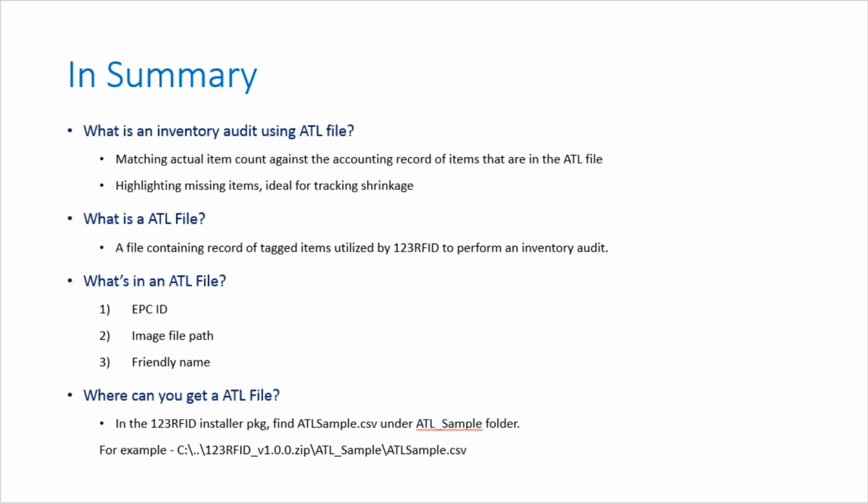What's in an ATL file? 3 things: EPC ID, image file path, and a friendly name. Where can you get the ATL file? In the 123RFID installer package, find the ATL sample.csv under the ATL sample folder, for example in the file location below.